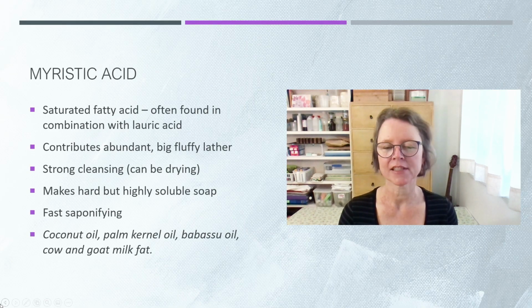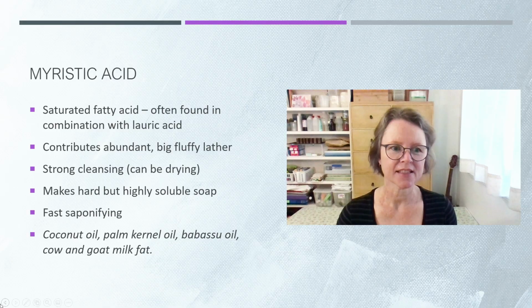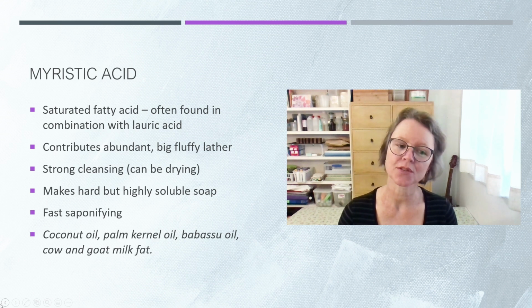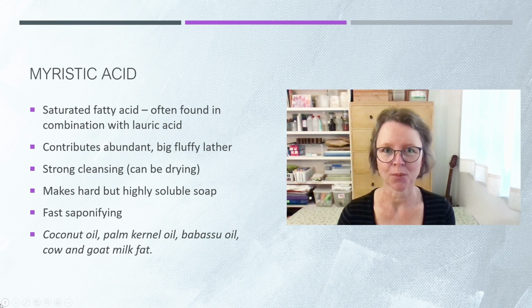The next one is myristic acid, and it has some properties that are similar to lauric acid, and they're often found in combination. It's another saturated fatty acid that also contributes a really big, abundant, fluffy lather to soap recipes. It's also strongly cleansing, so soaps that are high in myristic acid can also be drying. It also makes a very hard but highly soluble soap, and it's also fast saponifying.